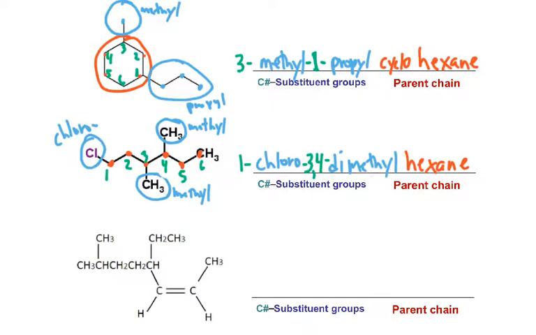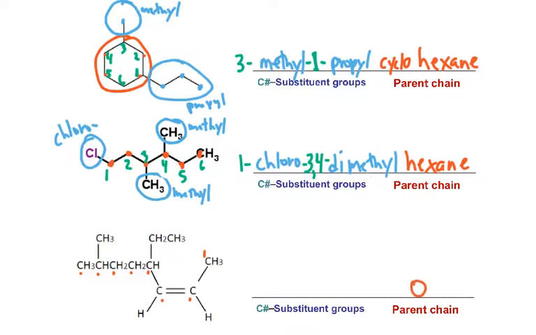And then let's do one more. So I'm going to look for the longest chain here. 1, 2, 3, 4, 5, 6, 7. Or we could do 1, 2, 3, 4, 5, 6, 7. Oh, I just found a longer one. 1, 2, 3, 4, 5, 6, 7, 8. That is the longest chain that I can find, 8.